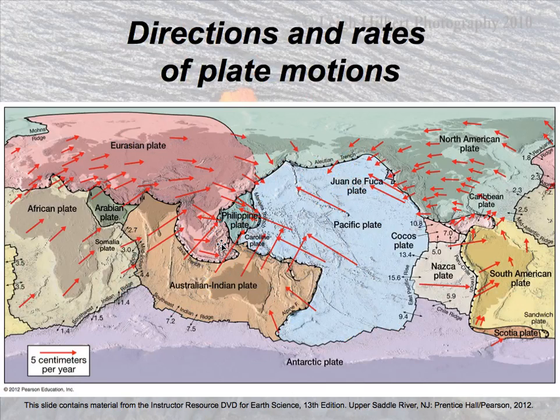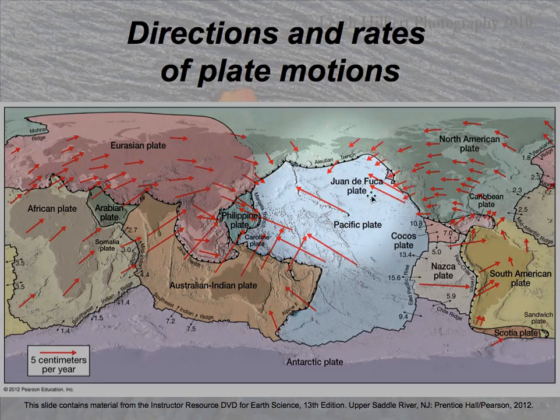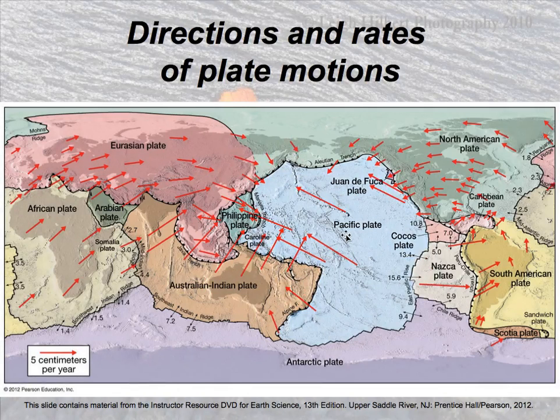Plates move very slowly. These arrows give an indication of the velocity of plate motion. You can see that not all plates move at exactly the same rate, nor does every location within a plate move at exactly the same rate. The North American plate is moving away from the Mid-Atlantic ridge at about 2 to 2.5 centimeters per year. But look at these Pacific plate motions. These are ginormous arrows. They're moving at 10 to 15 centimeters per year.